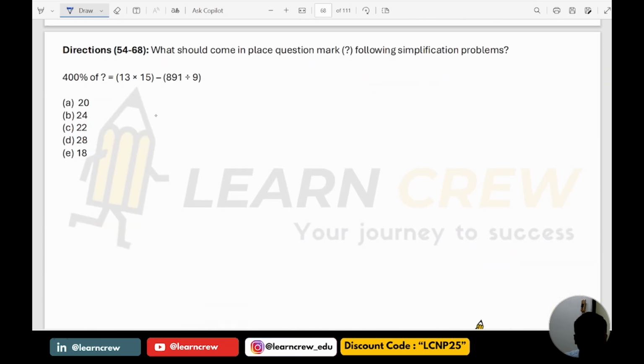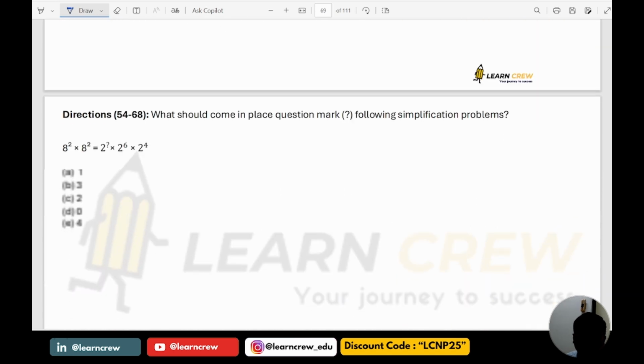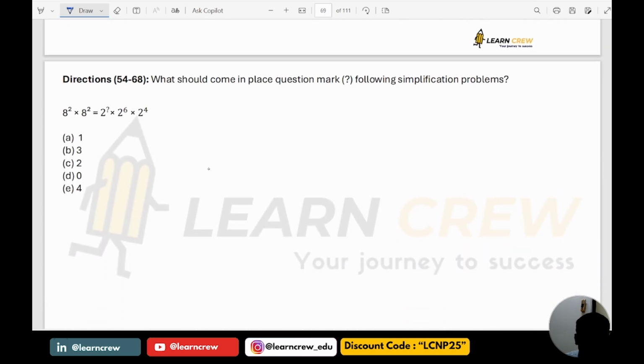Next, 13 5s are 195. 999 times. 195 minus 99. 195 minus 99 is 96. 400% of how much is 96? 24. 4 times 24 is 96. Next, here is 2 power 6, and 2 power 12. So it has to be 2.